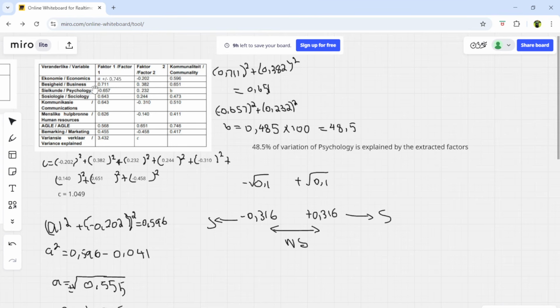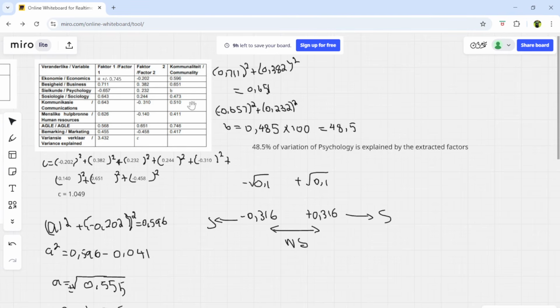And then let's look at business, 0.711, that is significant. And then let's look at the other one, 0.382. 0.382 is more than 0.316. So that is also significant. So there are two variables that are significant. Therefore, we would say that rotation was not successful in this case.